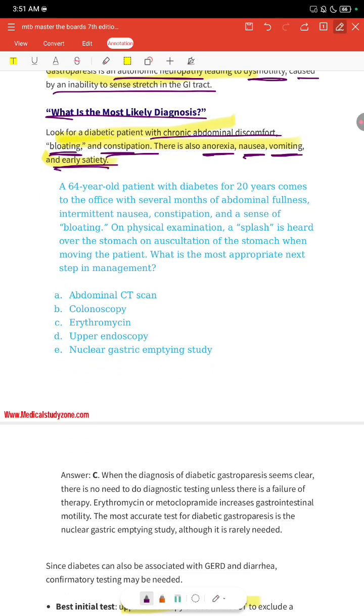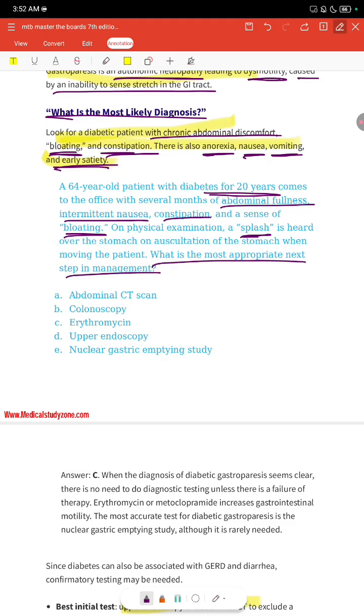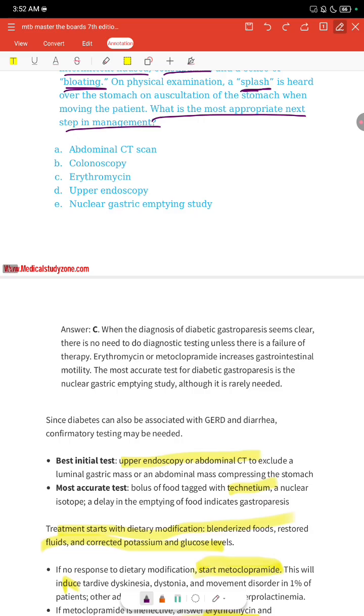A 64-year-old patient with diabetes for 20 years comes to the office with several months of abdominal fullness, intermittent nausea, constipation, and a sense of bloating. On physical examination, a splash is heard over the stomach on auscultation when moving the patient. What is the most appropriate next step in management? Let's discuss and break it apart in order to understand it simply.